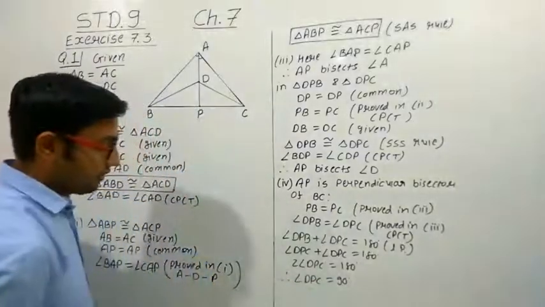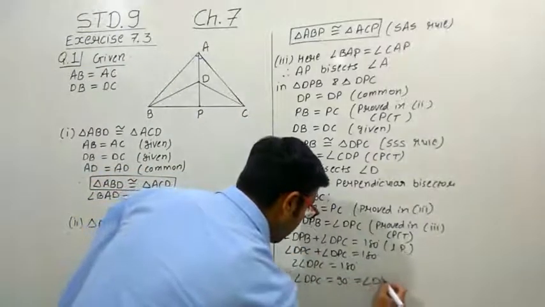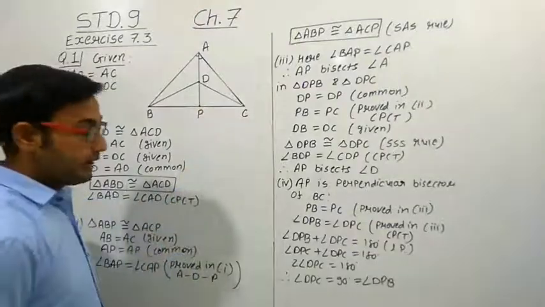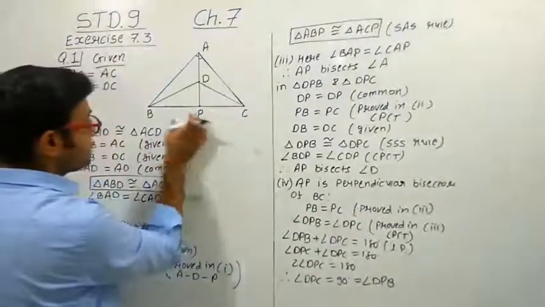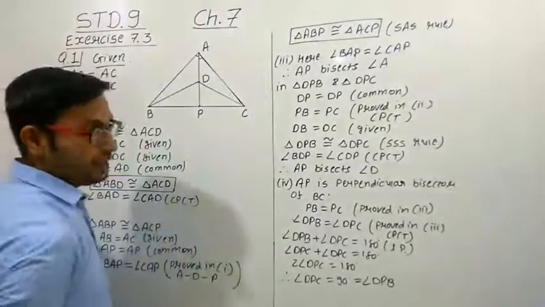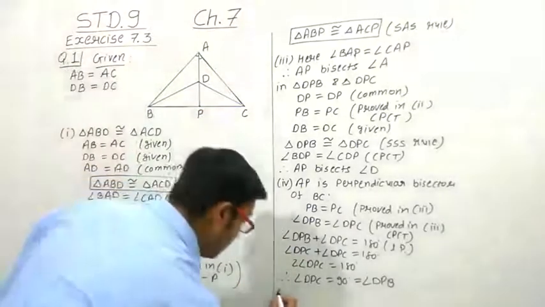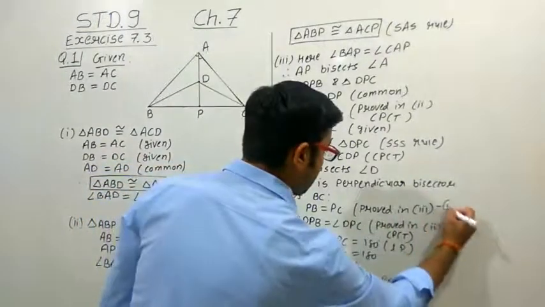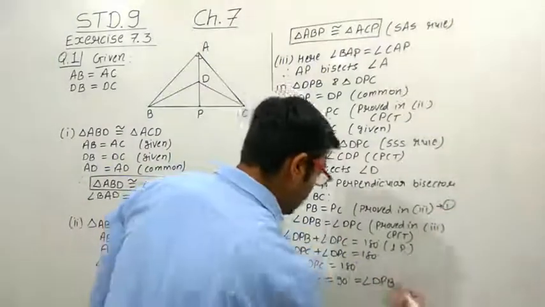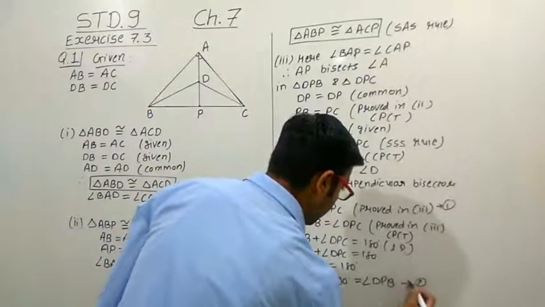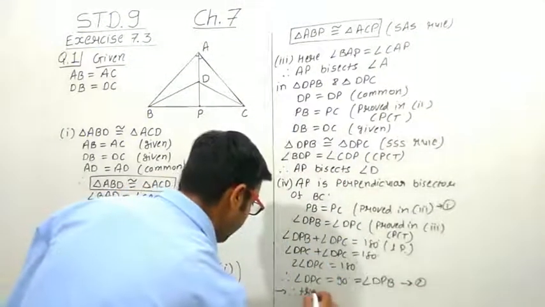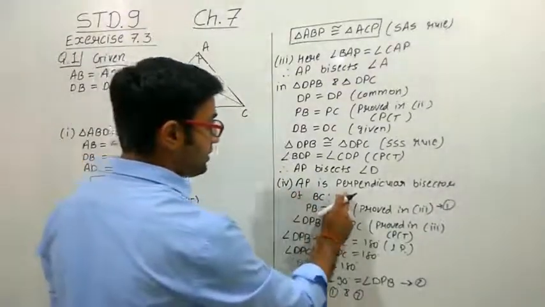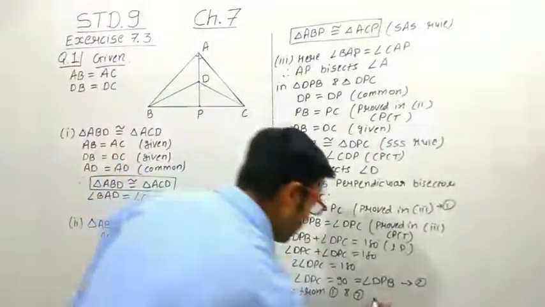And this DPC is also equal to angle DPB. So we have proved that this angle is 90 degrees. Here we have proved that these two portions are equal. What is the meaning of this? We can give equation number 1 and equation number 2. So from 1 and 2 we can write down that AP is the perpendicular bisector of BC.